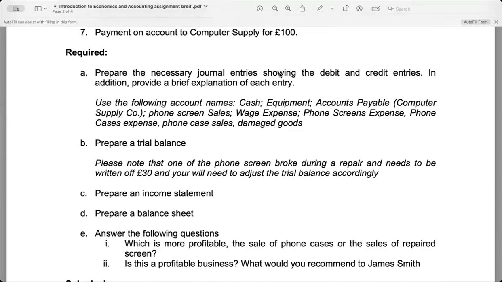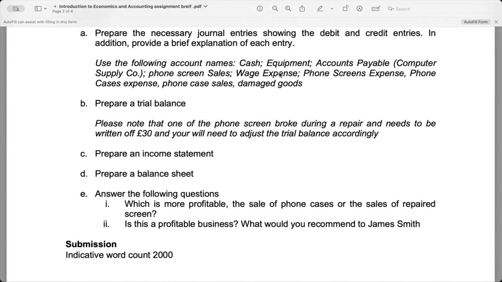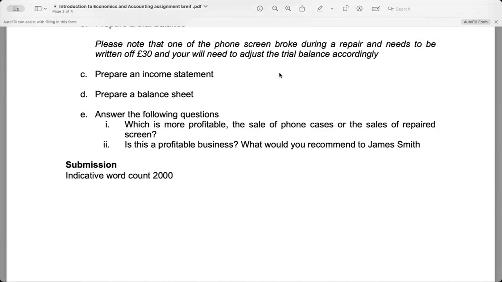Required: prepare the necessary journal entries showing the debit and credit entries. In addition, provide a brief explanation of each entry. Use the following account names: cash, equipment, accounts payable, phone screen sales, wage expenses, phone screen expenses, phone case expenses, phone case sales, damaged goods. Prepare a trial balance. Please note that one of the phone screens broke during a repair and needs to be written off, £30, and you will need to adjust the trial balance accordingly.